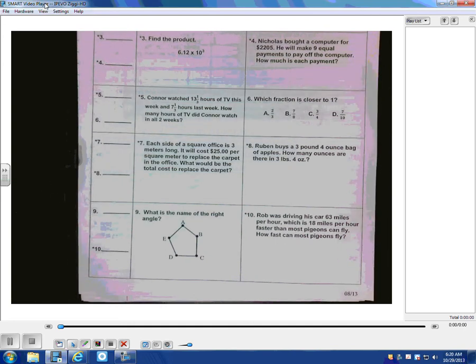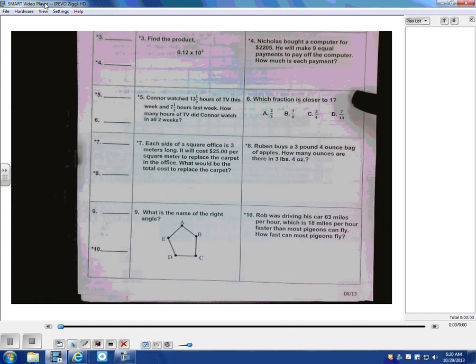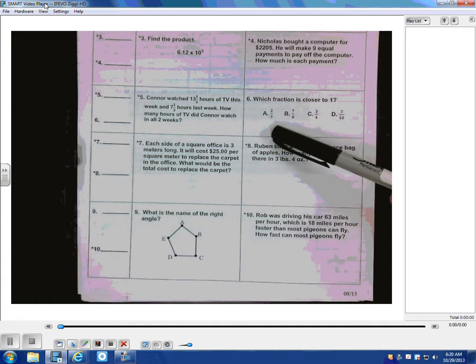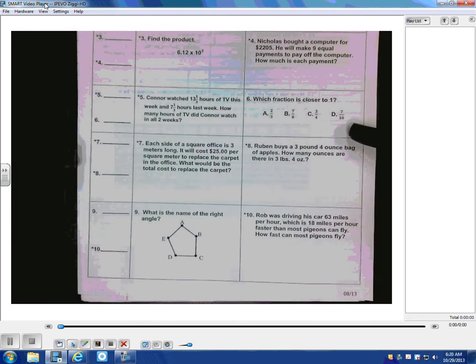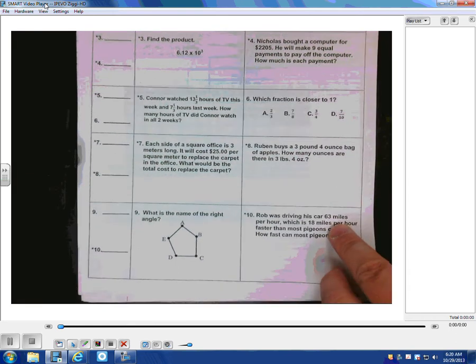Okay, we're looking at MRS 10, number 6 through 10. Number 6. It says, which fraction is closer to 1? So 1 whole. And they give you 2/3, 7/8, 3/4, and 7/10. All right, so let's look at this one.